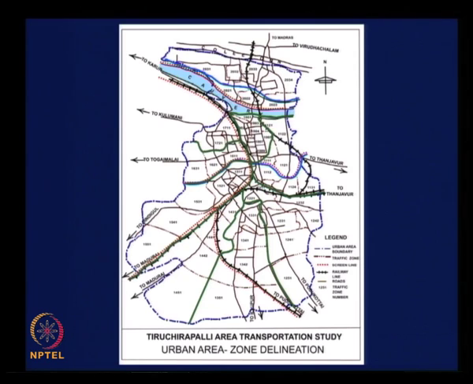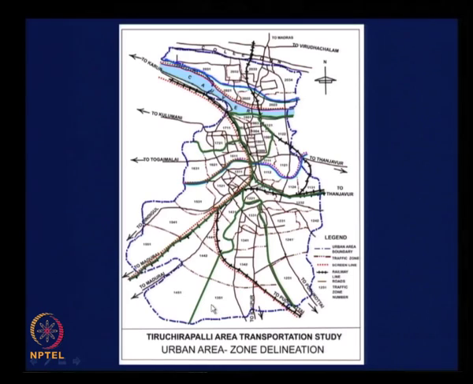Zone size need not be the same geographically, it can vary, it depends on the intensity of activity related to the traffic zones, right. And look at the green lines. What are these green lines? These green lines are sector boundaries. Actually the area enclosed by this green line and this one is one sector.